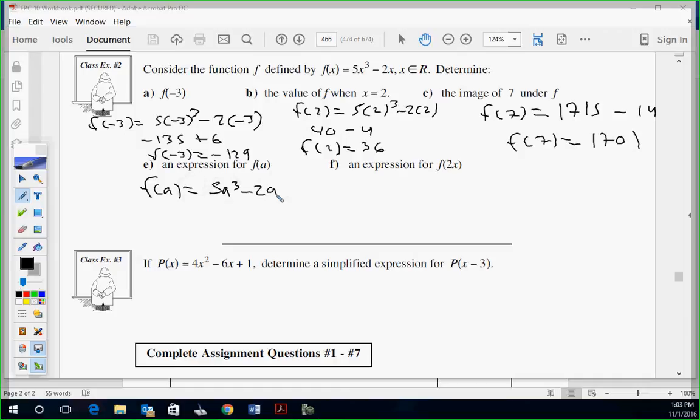With the 2x, you can do a little bit more because f of 2x, when I put the 2x in, I can cube a 2x. Okay. Cubing that, 2 cubed is 8. 8 times 5 is 40, x cubed. 2 times 2 is 4. So that's what you could simplify that down to.